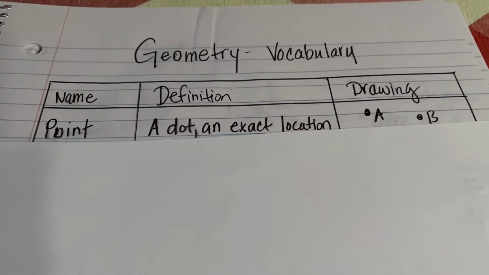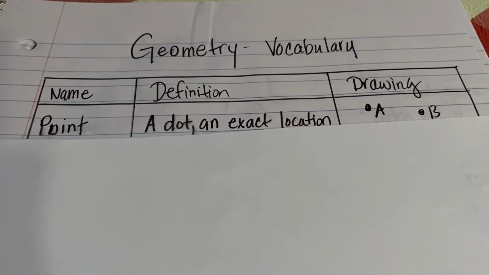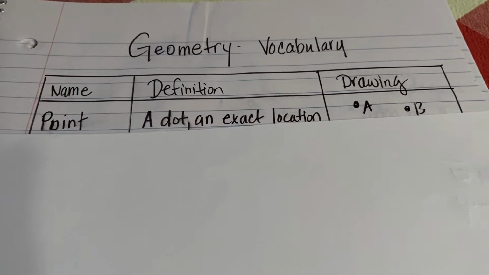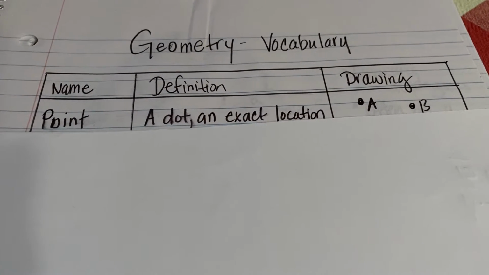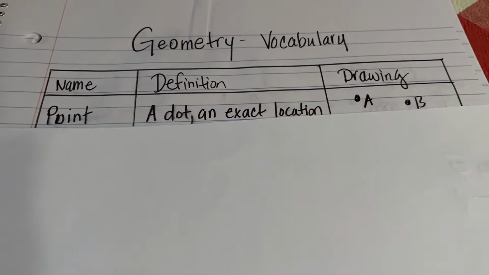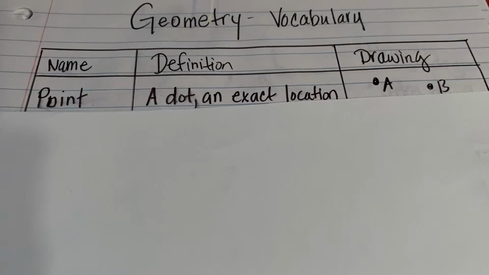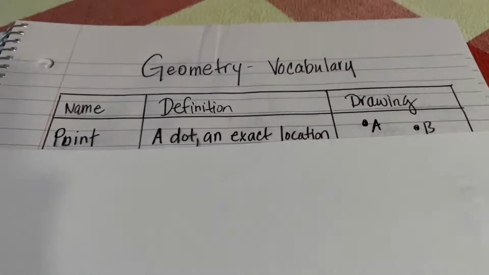Okay, boys and girls, so we're going to continue learning about geometry. And geometry is all about shapes, okay? So we talked about some new words, some new vocabulary. We talked about a point, and we wrote this down. A point is a dot, an exact location, and there's a drawing of that.